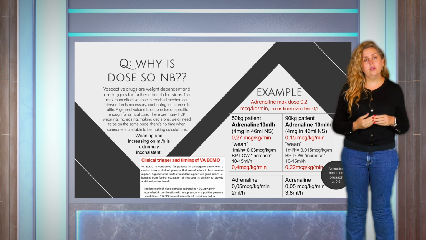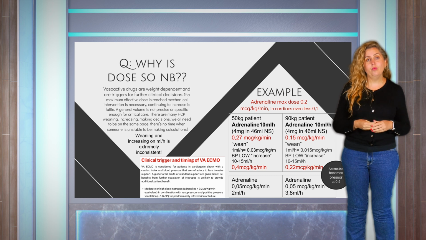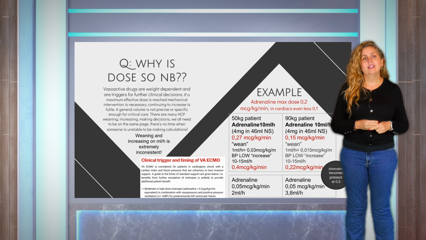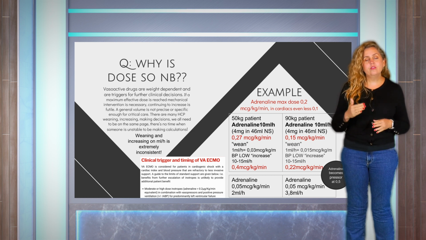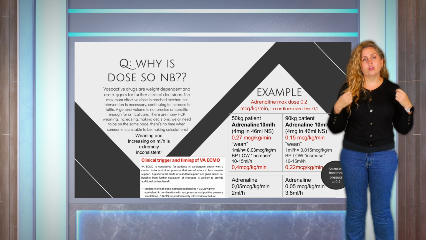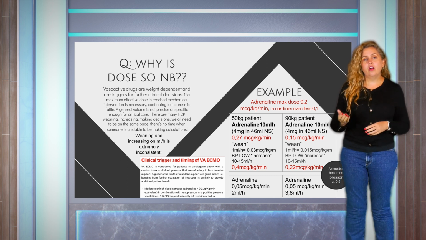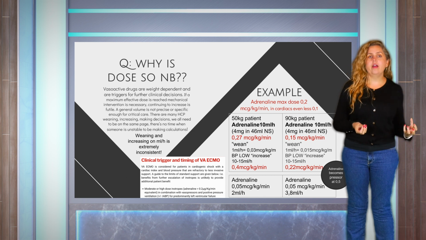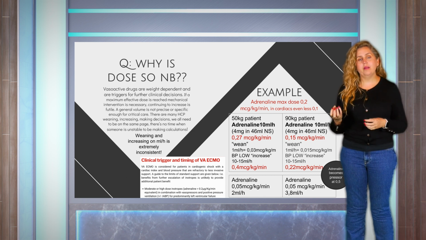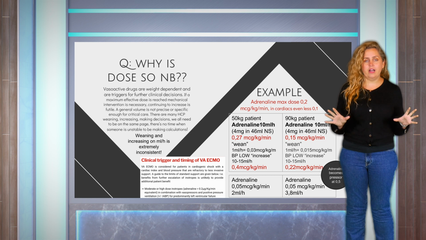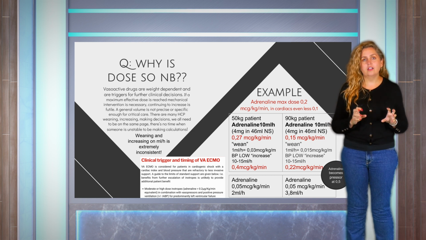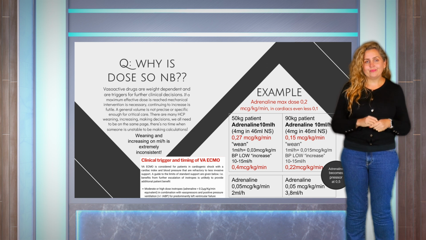We're in an area where we do have mechanical support, talking about ECMO, and there's certain levels on the inotropes which will trigger those decisions. And if we've got inotropes on a 50 kilogram patient or a 90 kilogram patient and it's running at mils per hour, it's very difficult to actually know where you are according to the dosage. And I'm going to discuss this example with you now. So let's have a look.